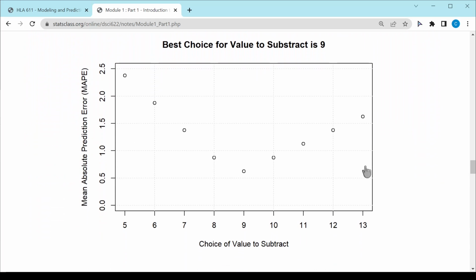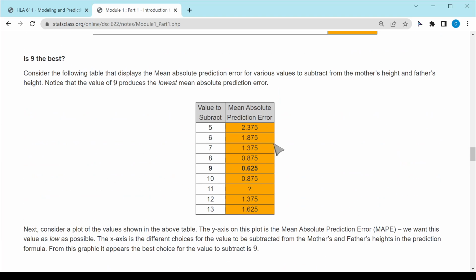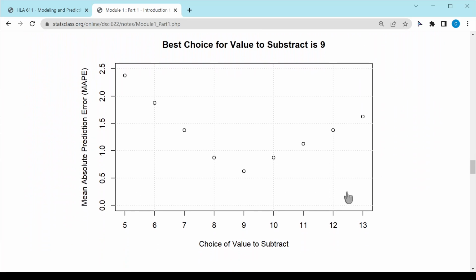If you look at this visually, if I just take these values and plot those on a graph, we'll see graphs like this throughout the semester or throughout the course. On the y-axis is the mean absolute prediction error, so we want that to be down as low as we can. And you can see that it bottoms out there at 9. And that's the value that I picked up above. So 9 seems like it's the best bet.